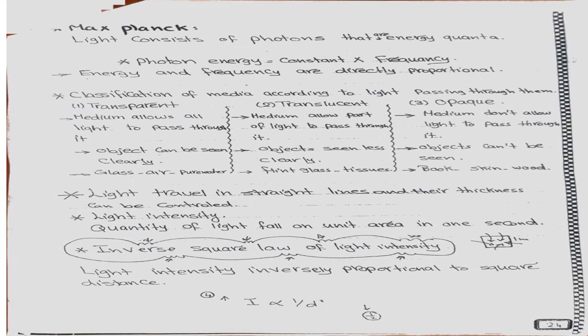Glass, air, pure water. Translucent examples: frosted or flint glass, اللي هو الإزاز المصنفر, and tissue paper, والتيشو بيبر المناديل. Opaque medium: book or skin or wood.